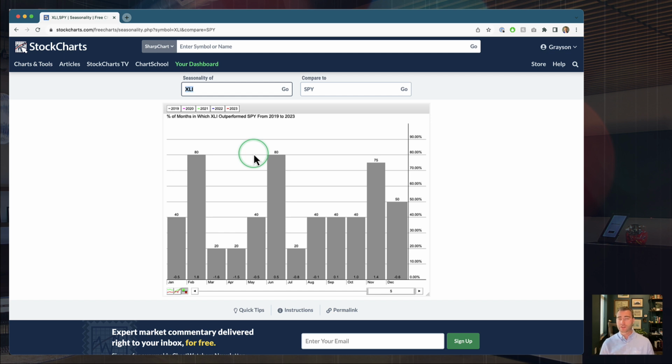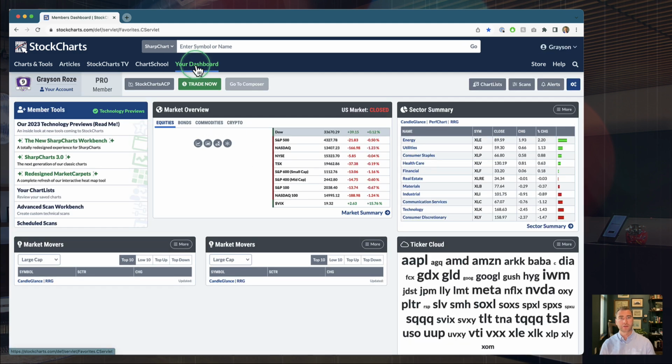Or for a watch list, if you want to use this for individual securities, the sky is the limit when it comes to this kind of thing. So let's jump over to the dashboard and we'll take a look at how this works.